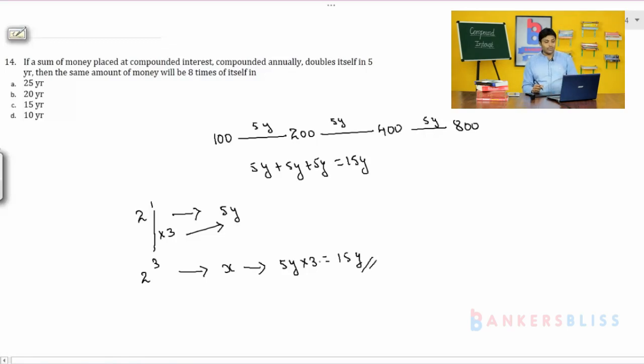In the above problem, in the above method also we got the same answer. So option C is the right answer.